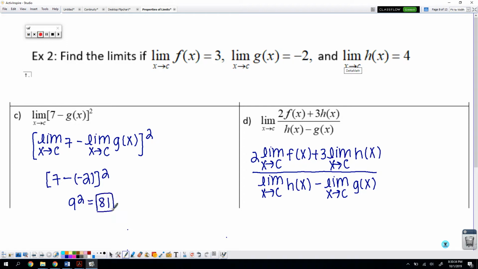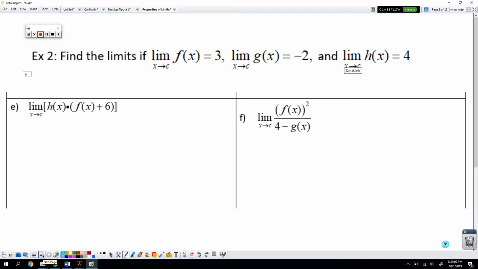Alright, now we're going to do the same thing here, although it looks slightly more complicated, but it's really not. F of x is 3, 3 times h of x, and then h of x minus g of x plus 12 is 18 over 6, which is just 3. Okay? Now we'll move on to our next one.